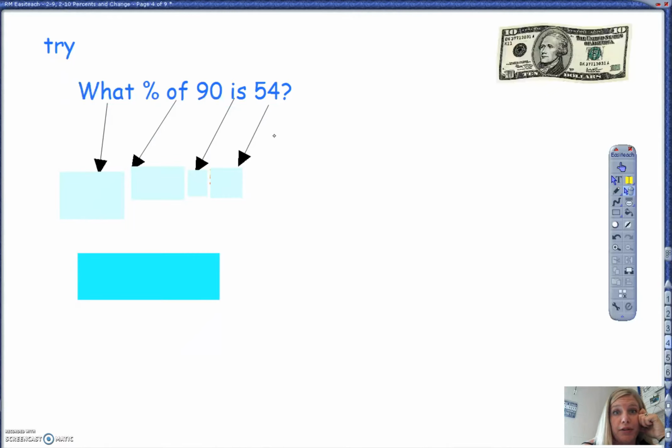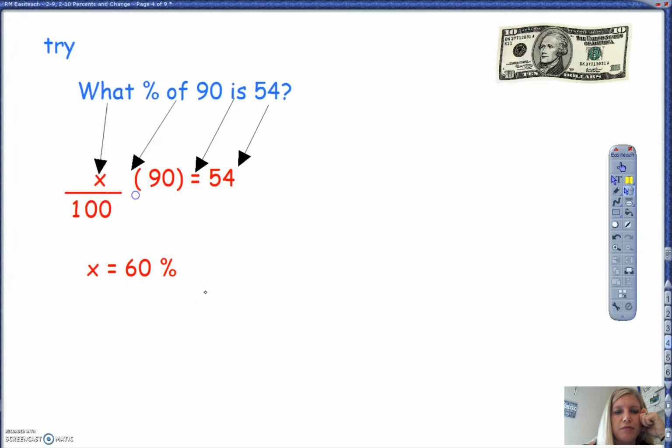I'm going to use my arrows to help you. What percent? That would be x out of 100 of 90 times 90 equals 54. Okay, so we need to now solve this. That's 60%. There you go. You could multiply both sides by 100 and then divide by 90. That would be how you would solve it.